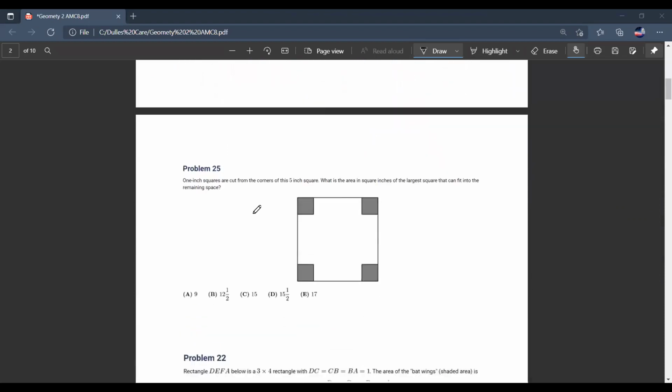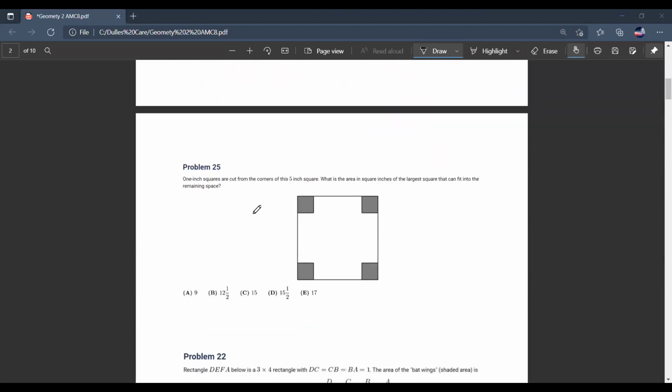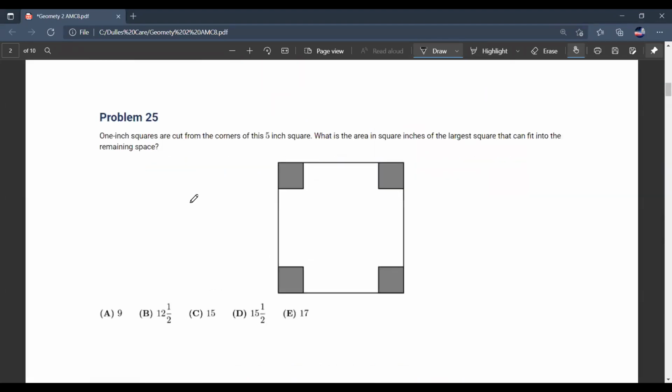All right. If there are no questions, then let's look at problem 25. So in problem 25, we have 1-inch squares cut from the corners of this 5-inch square. So what is the area in square inches of the largest square that can fit in the remaining space?